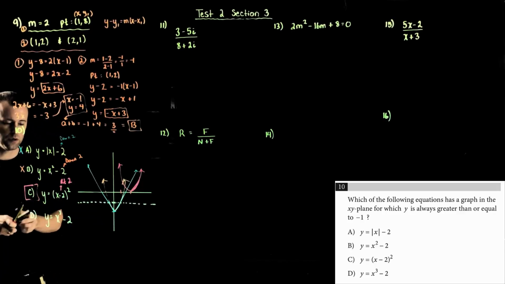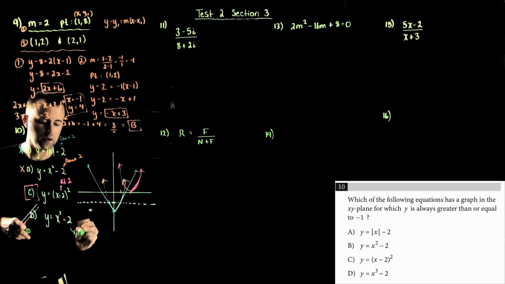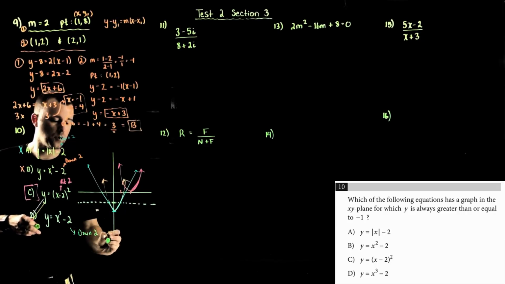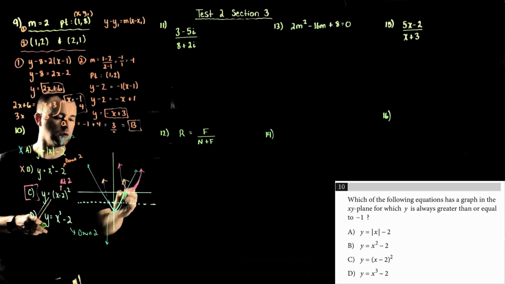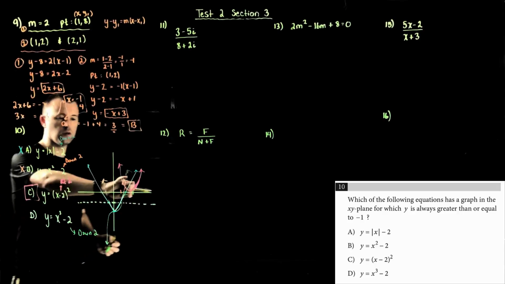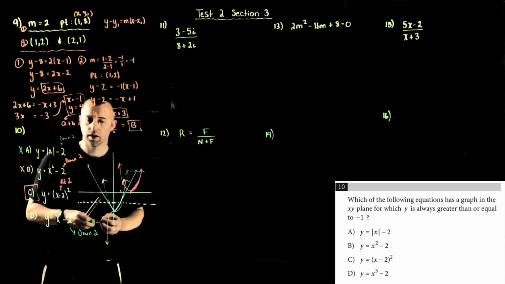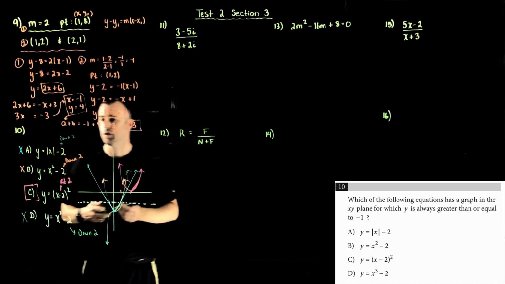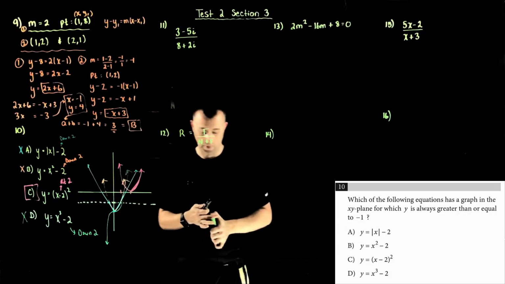Just to show you what D would look like, this one as well is going down 2. So it's an x cubed graph. It's going to get flat at -2 and go up. Again, the only one that's always above that line is going to be C. So obviously D wouldn't work either. So number 10 is going to be C.